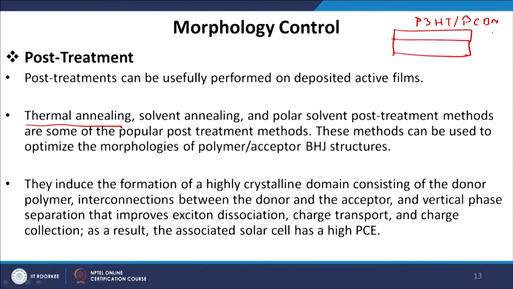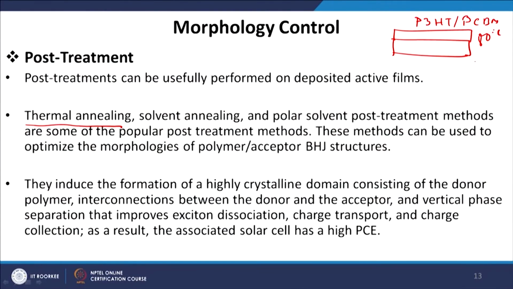Now, we can sinter it, and we should sinter it at a temperature higher than the boiling point of the solvent. So, let us say if I use chlorobenzene or chloroform, I should heat at a temperature higher than the boiling point of the solvent, so that even if some residual solvent stays in the system, it will evaporate after this process and the crystallization process will complete.